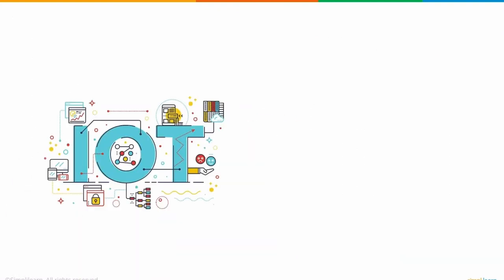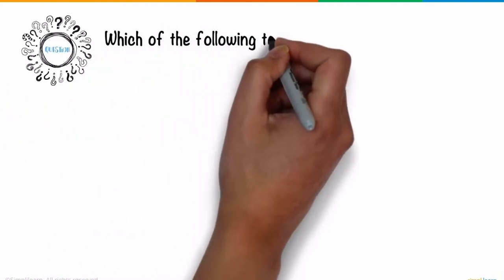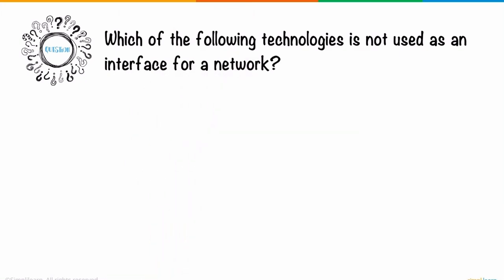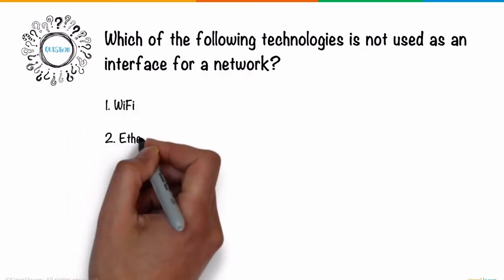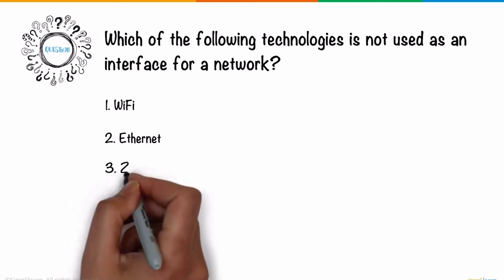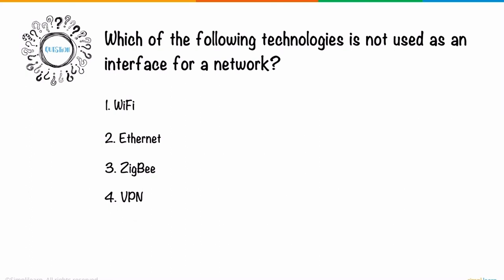Now that you have a picture of what IoT is, here's a simple question for you. Which of the following technologies is not used as an interface for a network? 1. Wi-Fi. 2. Ethernet. 3. Zigbee. 4. VPN. Give it a thought.